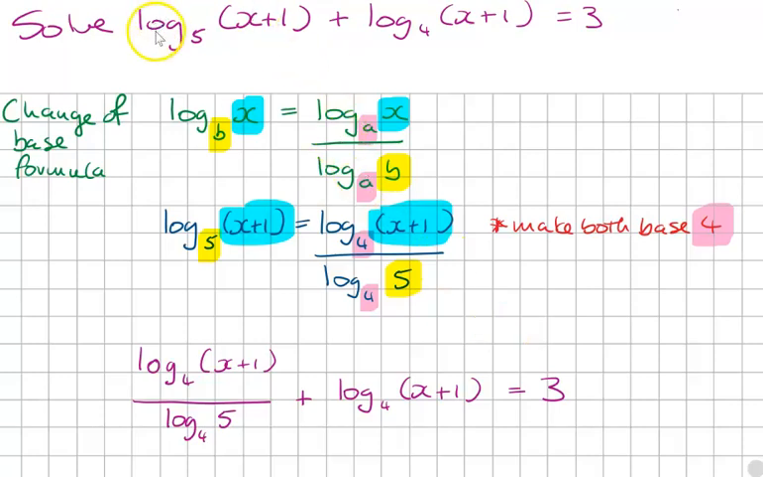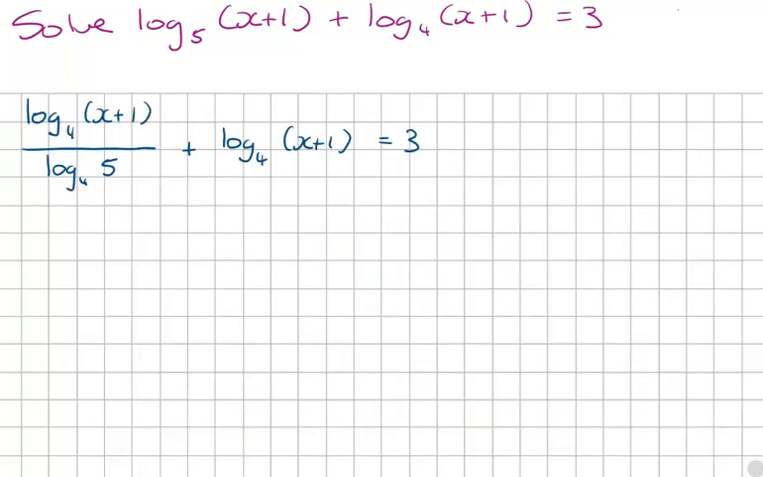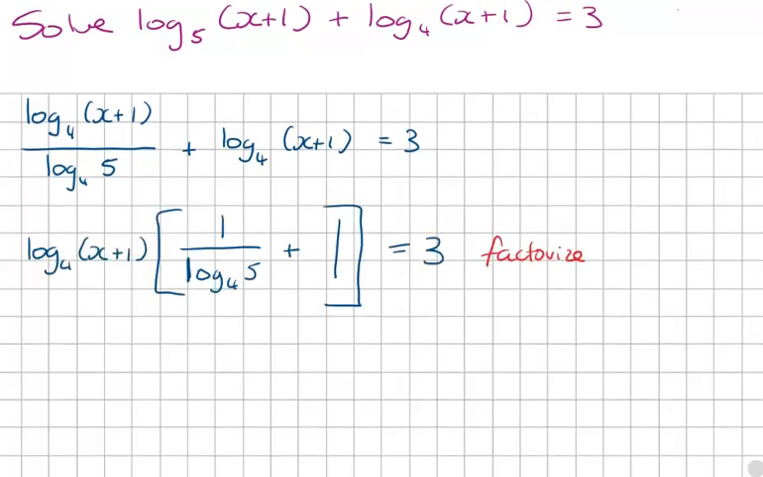Okay, so log base 5 of (x plus 1) is rewritten as log base 4 of (x plus 1) divided by log base 4 of 5, plus log base 4 of (x plus 1), which remains the same, and equals 3 remains the same. So this is just the last step on the previous slide. I haven't done anything else. So next I'm going to factorize. I'm going to take out the highest common factor, which is log base 4 of (x plus 1).